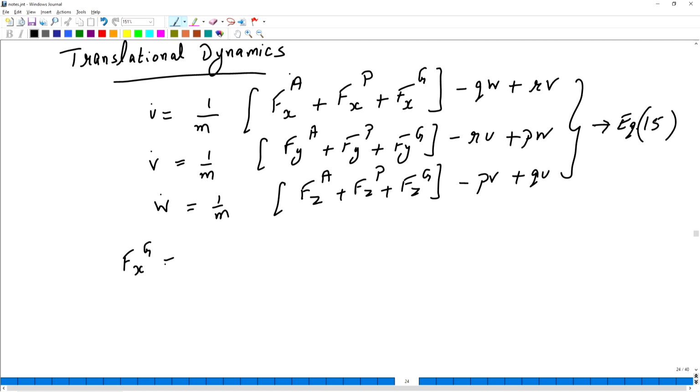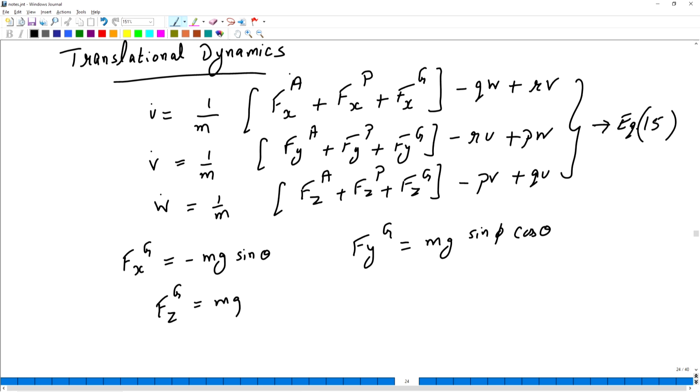Where for the gravitational forces, Fxg we know that it is minus mg sin theta, Fy gravitational forces is given as mg sin phi cos theta, and Fz gravitational forces is mg cos phi cos theta. Again, I will not be going into detail how these equations have arrived, since that is not the intent of this course.